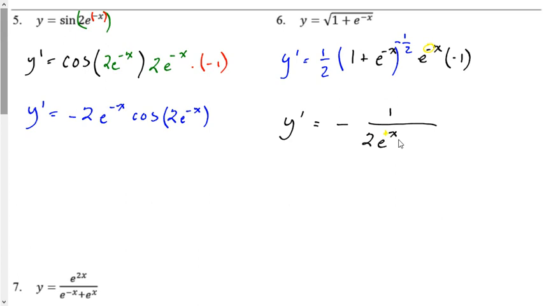And then we have the square root of 1 plus e to the negative x. And this one I'll just leave as an e to the negative x. And there we have our answer for question number 6.